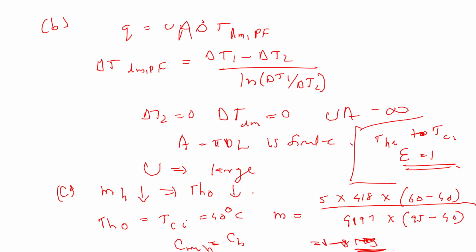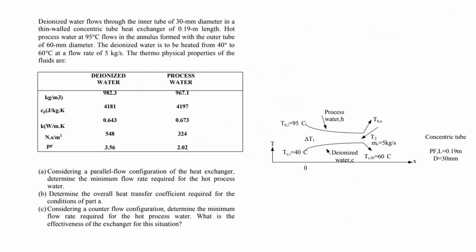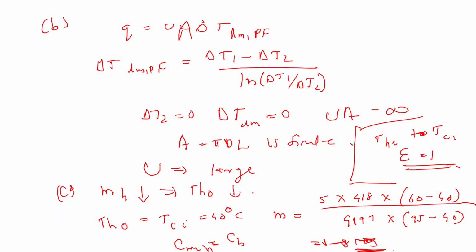Now if you go to the C question, considering counterflow configuration, determine the minimum flow rate. So it is the same as the first kind of question. The minimum flow rate M you have to calculate from 5 times 418 times (60 minus 40) divided by 4197 times (95 minus 40). You will get the mass value. And when C minimum and CH are equal, the epsilon value will also be 1 for this case.